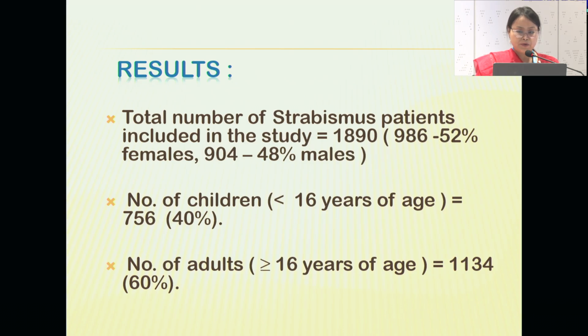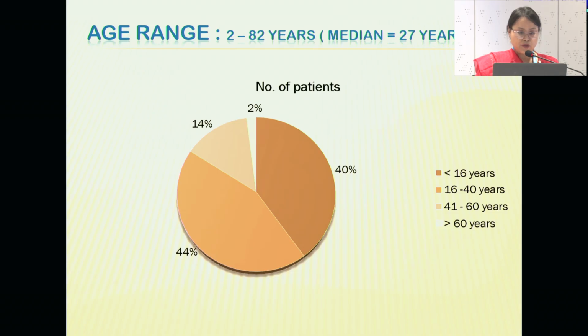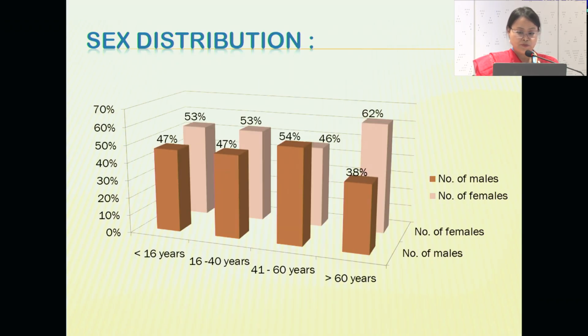The total number of strabismus patients included in the study was 1,890, out of which 52% were females and 48% were males. Number of children was 40% and 60% were adults. The age range was from 2 to 82 years at presentation with a median of 27 years. From this pie chart, we can see the maximum presentation was from 16 to 40 years, followed by children. Sex distribution: there is a slight female preponderance in all the age groups except in 41 to 60 years of age.